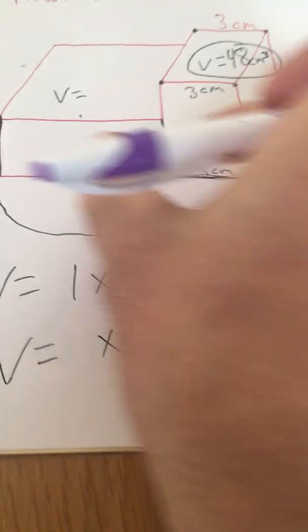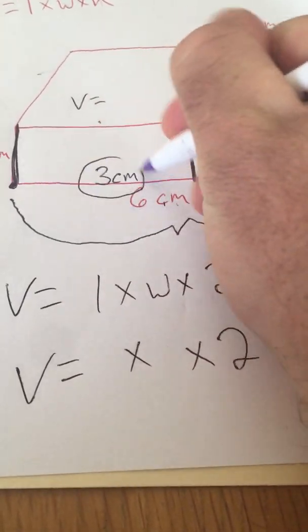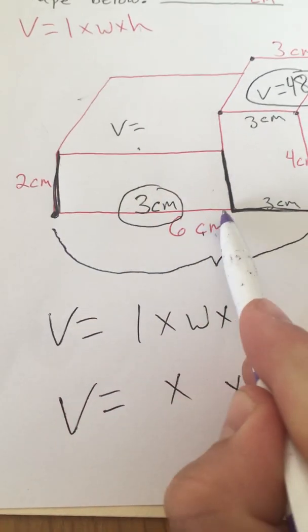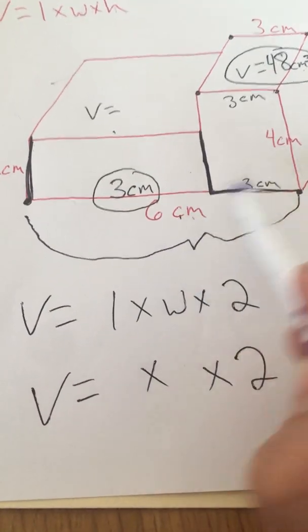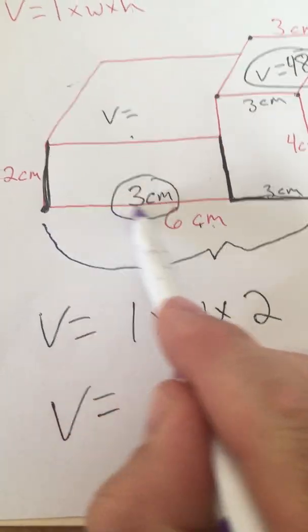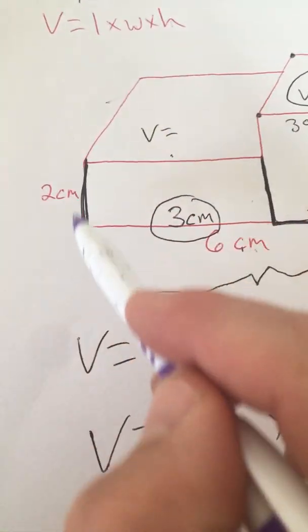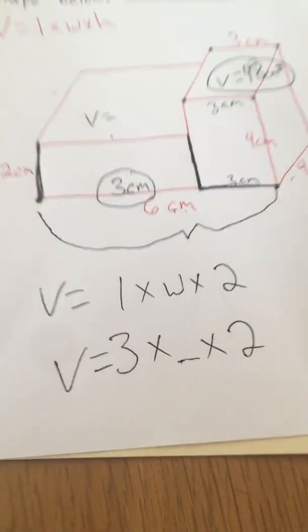So even though this looks smaller than this, according to these numbers, they're not. This is 3, because that's 3, and all together they are 6. So 3 plus 3 gives us the total of 6. So this length here is 3. The height is 2. So we have 3 times blank times 2.